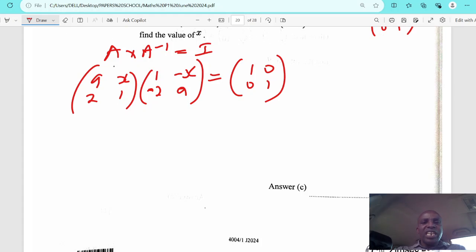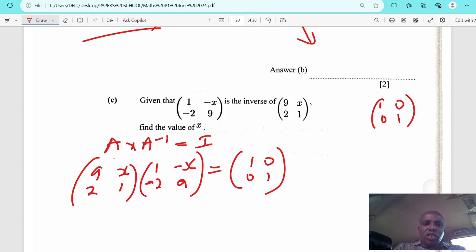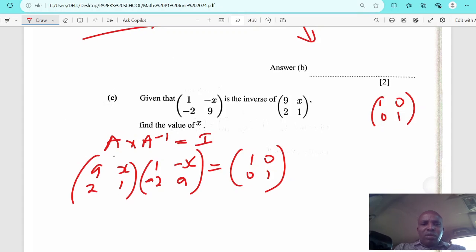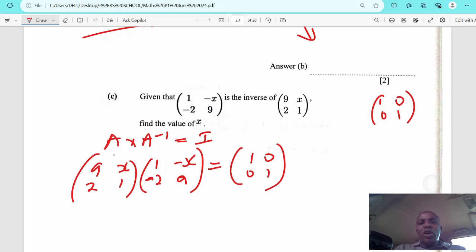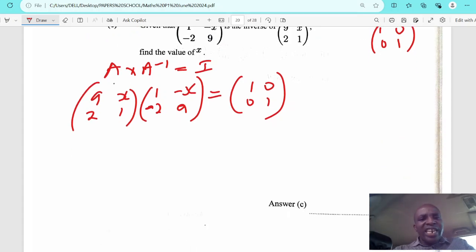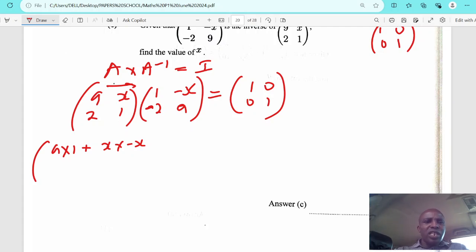Then what you have to do is simplify, then you equate the corresponding values after simplifying. This is minus 2, let me check. It's 1, minus x, minus 2 and 9. Okay, right. Then multiply, row by column, row by column. 9 times 1 plus x times minus 2 is minus 2. Then the second one, 9 times minus x plus x times 9.